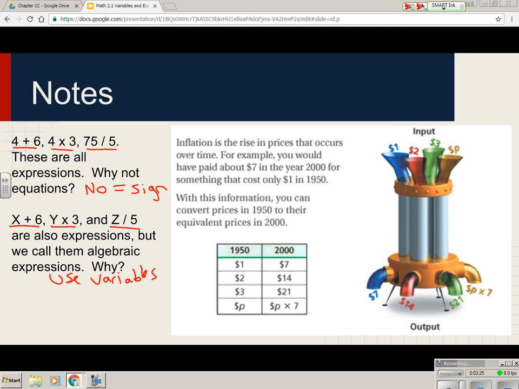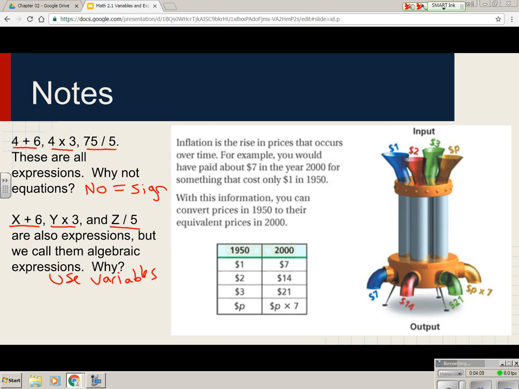And on the next slide, I'll have some definitions for you to write down. So one of the things that you could be looking at when you're trying to do input-output or these algebraic expressions variables could be this thought of inflation. Inflation is the rise in prices that occurs over time. So back when your parents were your age, they probably said, man, things did not cost what they do today, which is true. For example, in 2000, when I was a sophomore in high school, you would have paid $7 for something that back in 1950, which is my grandpa's time period, would have only cost $1.